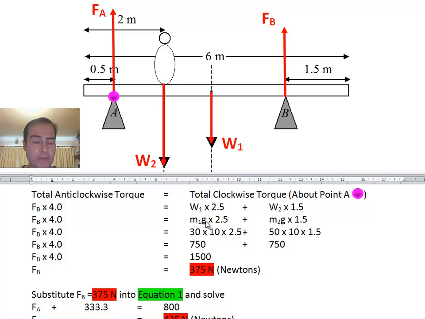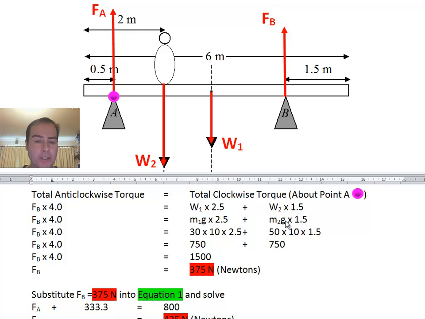The weight force is the mass times gravitational field strength in each instance. So 30 times 10 and 50 times 10 times the respective distances, both contributing coincidentally to 750 units of torque. The units of torque are newtons times the distance meters, newton meters. So that's a total of 1500 newton meters clockwise. We don't know FB, but we can now solve it by dividing both sides by 4 to see that force B must be 375 newtons acting upwards.